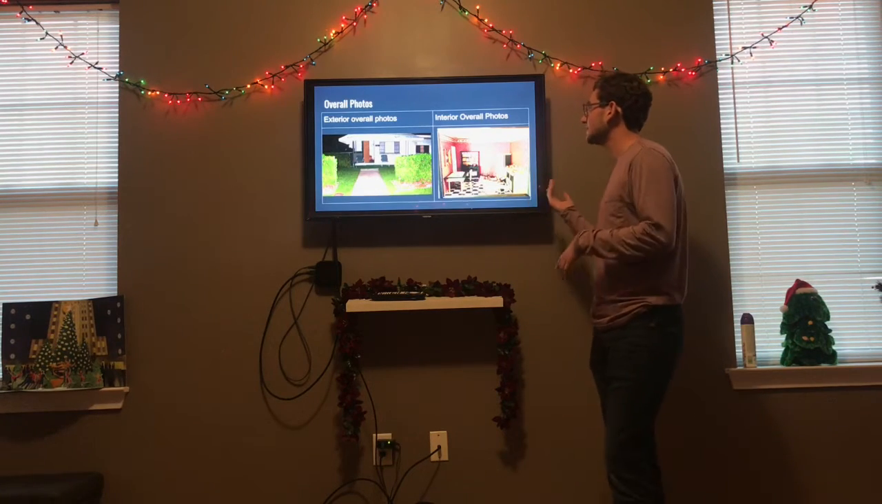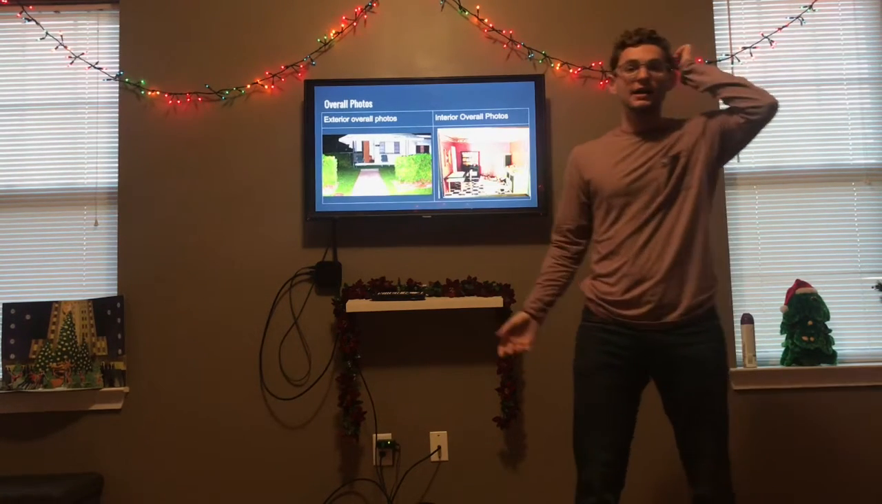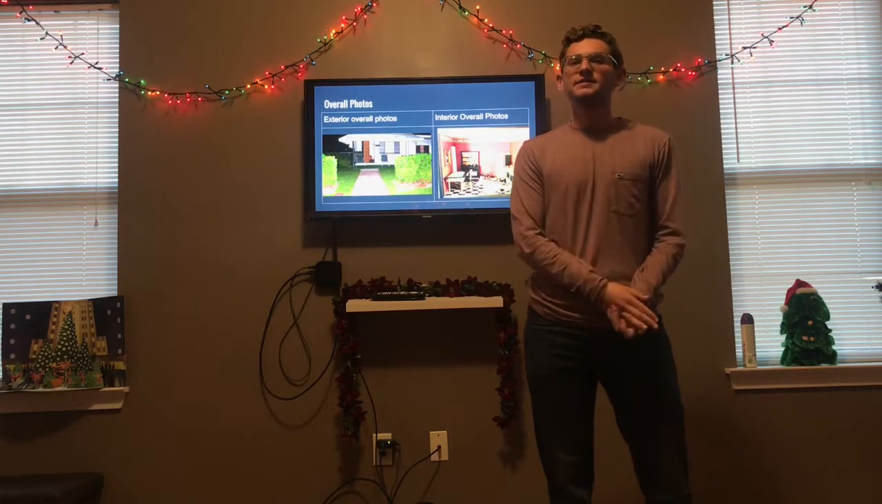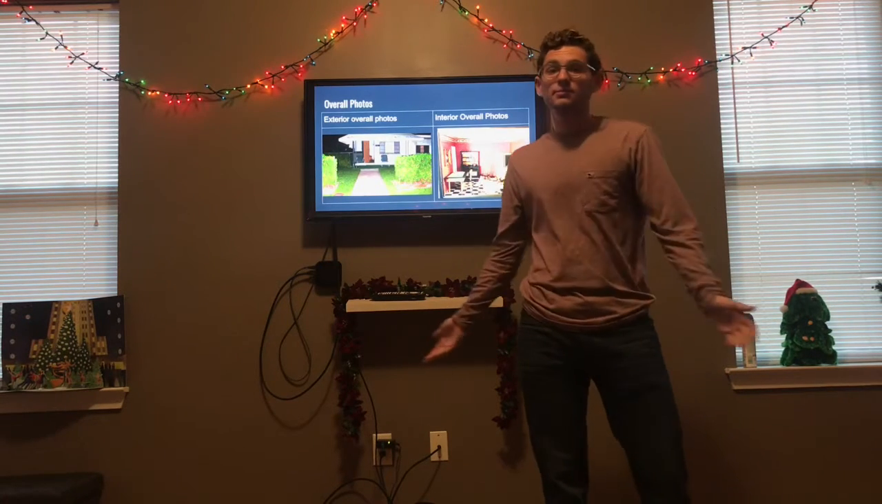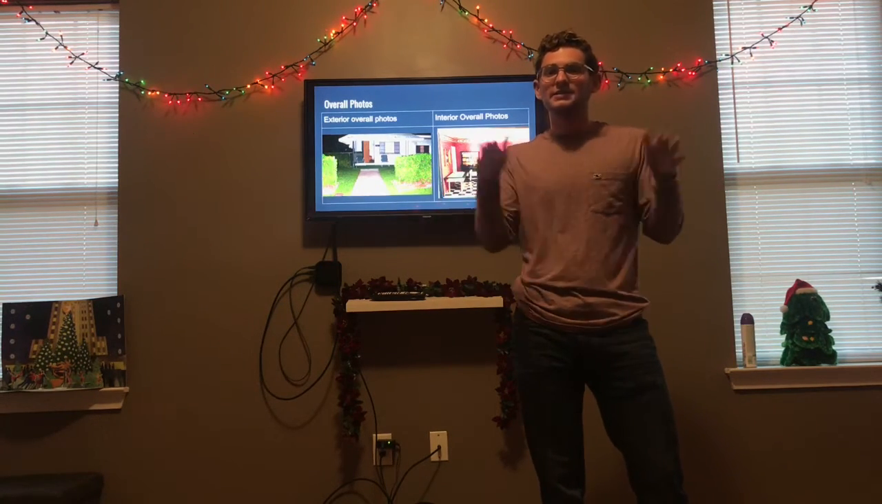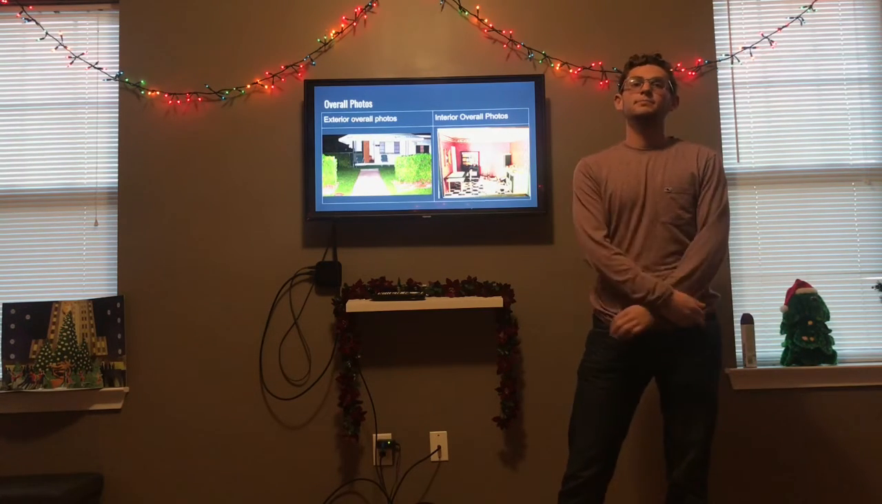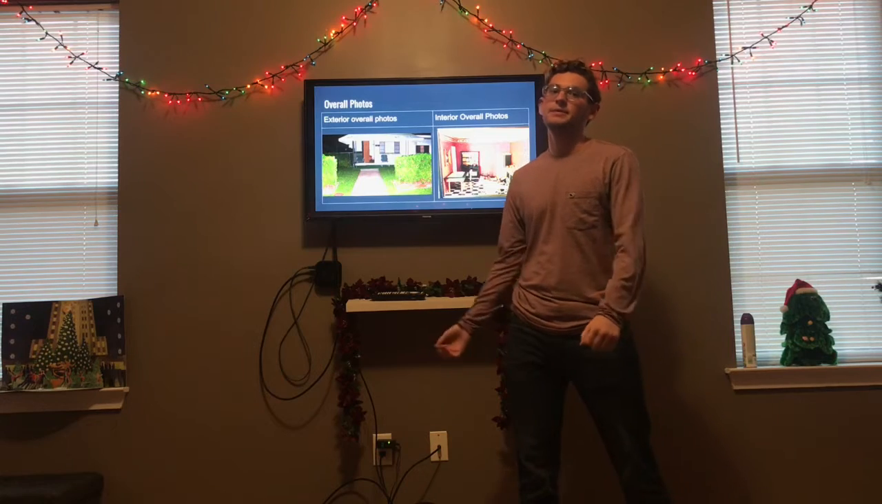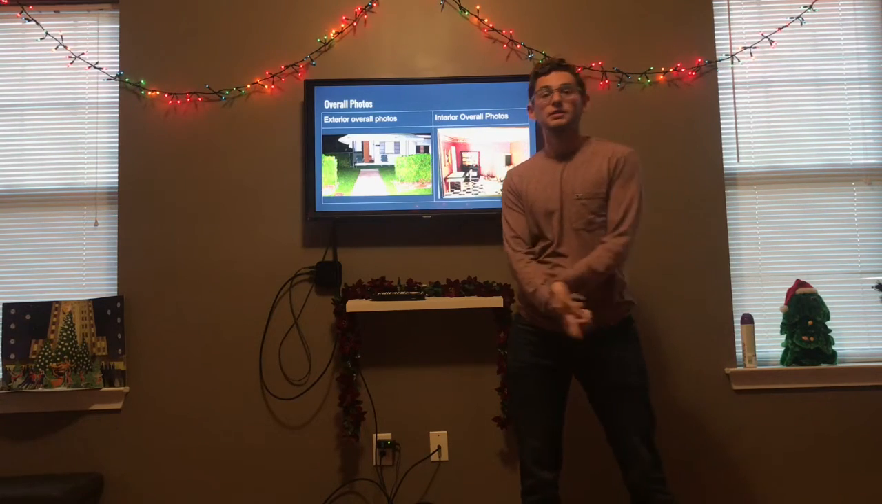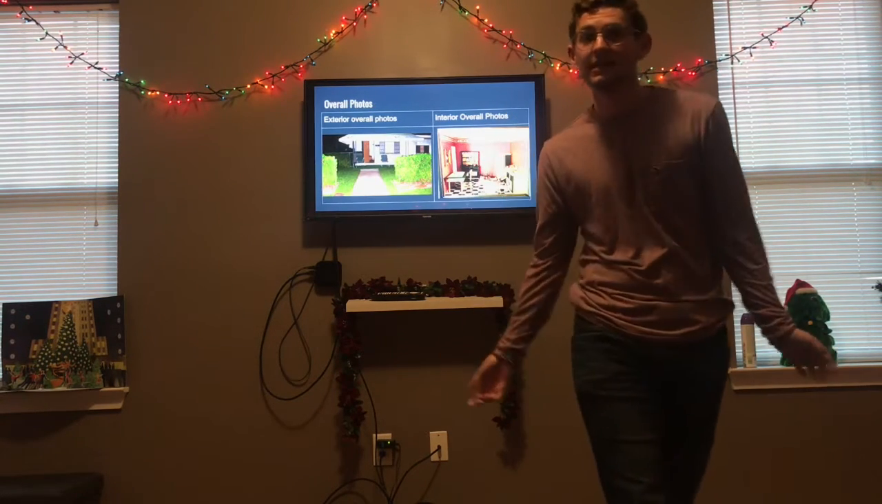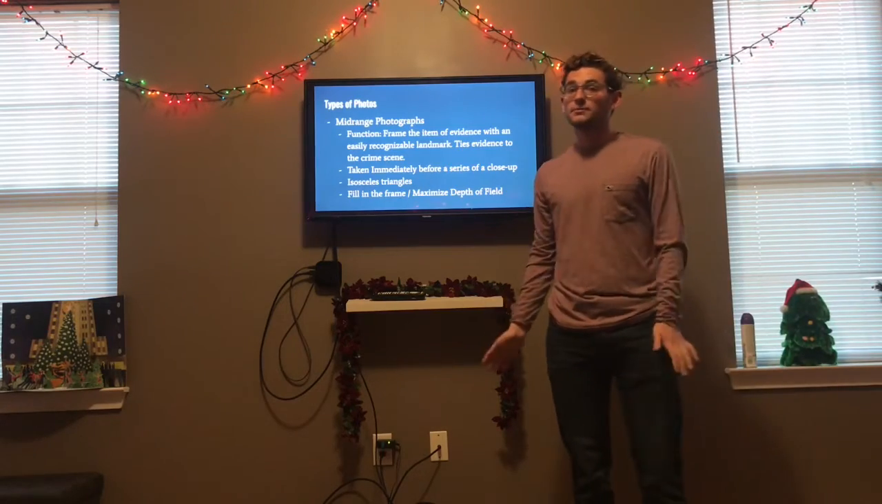And then the other side is an interior overall photo. And this just helps because if you're walking into a room, it's important to have a film plane parallel. You get to see exactly what could have happened, where, and it helps bridge the gaps for any evidence that may be shown in court in another part of an investigation. So our mid-range photos are very important.